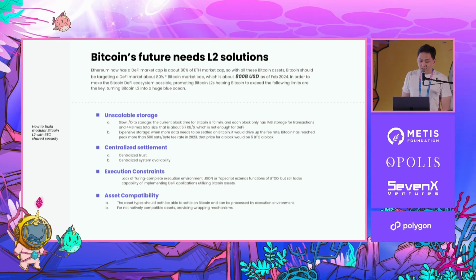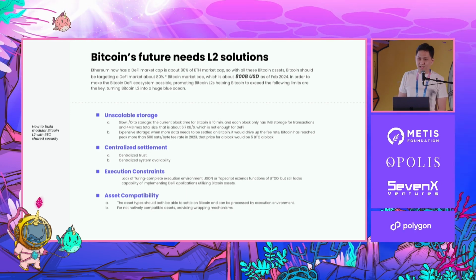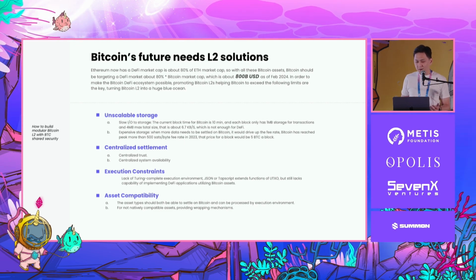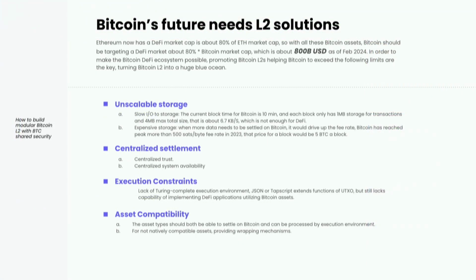And also, we have execution constraints on top of that, which everyone is very familiar with: Bitcoin is on a UTXO basis. This is not very compatible with the modern execution environment and the smart contract pattern of execution environment as well.